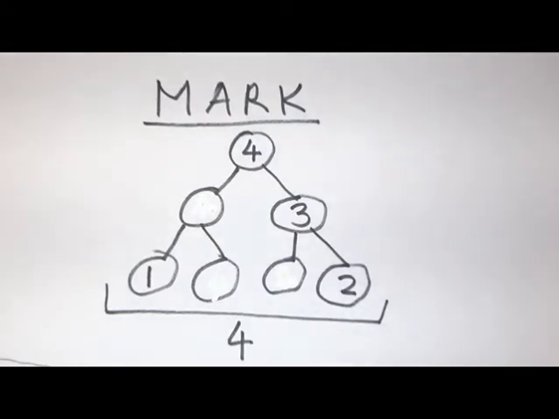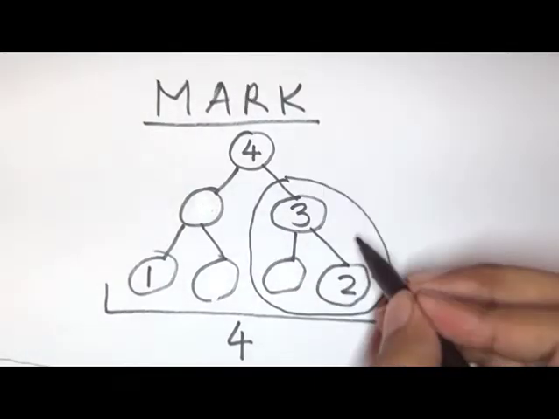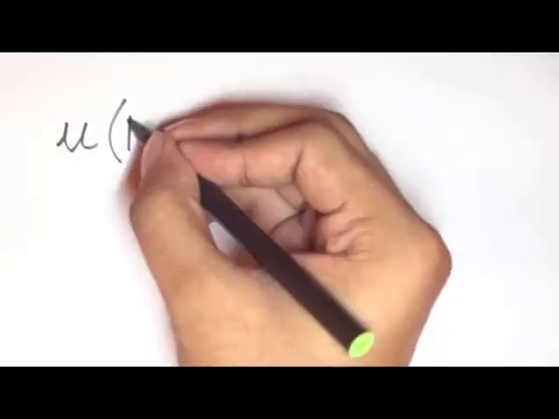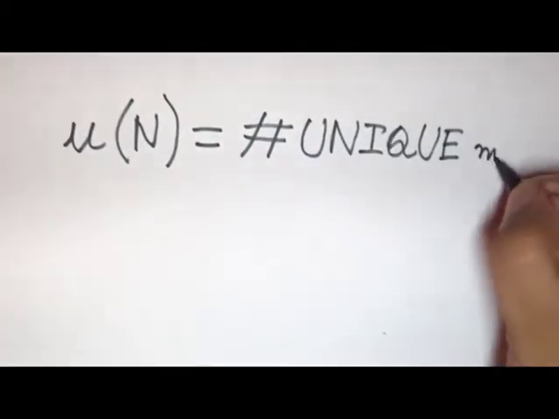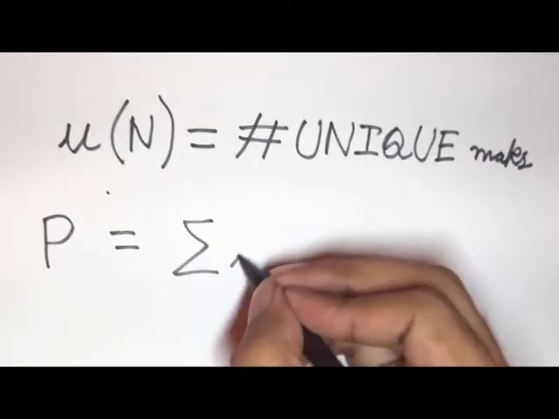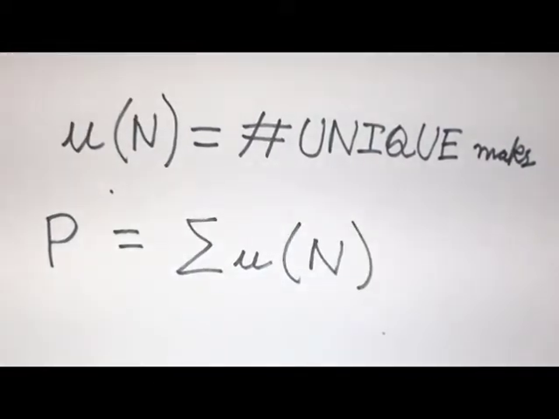Also, another property that emerges is that the second maximum value for a node would just be the maximum value of a mark in the subtree of the node. For a node n, we define u of n as a function that is the number of unique marks in the subtree of the node. And lastly, we define a potential variable p to be the sum of u of n for every node. What is the maximum initial value of p?